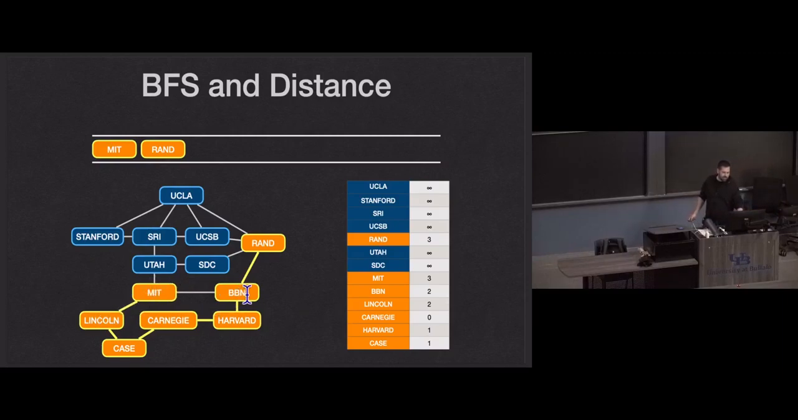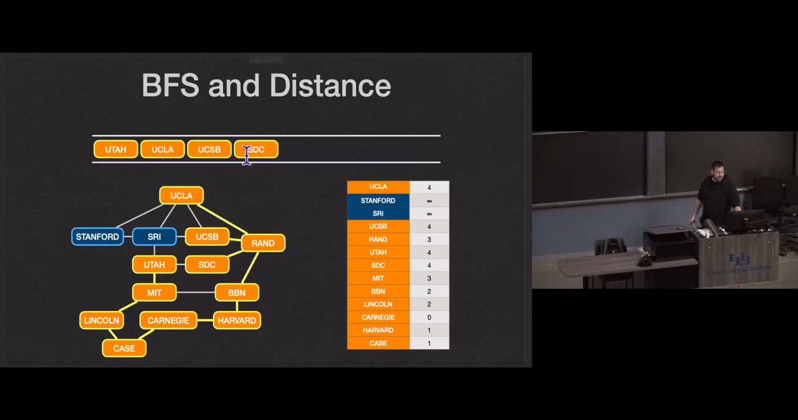MIT, Lincoln, and BBN, already explored. Don't do anything. Utah, mark it as explored, enqueue it, and add it at its distance to the hash map with MIT's distance plus 1. Rand is going to find 3 new nodes, so check BBN, nothing to do there. SDC, UCSB, and UCLA, those are all going to be marked as explored, enqueued into the queue, and update their distance to be 4, Rand's distance plus 1.